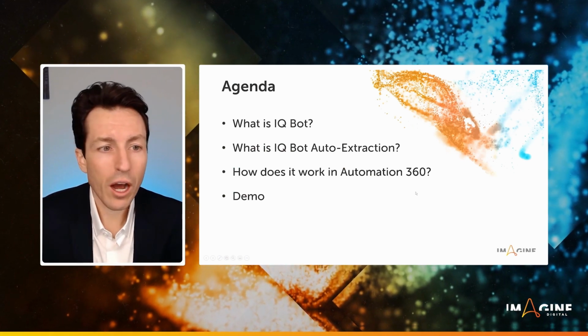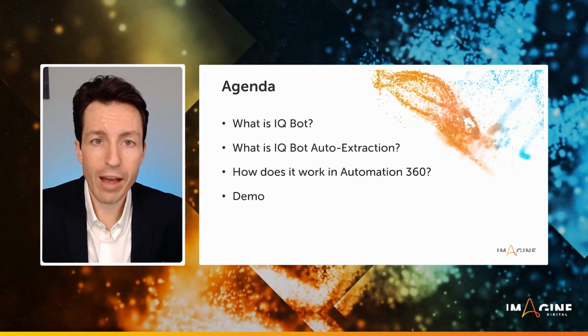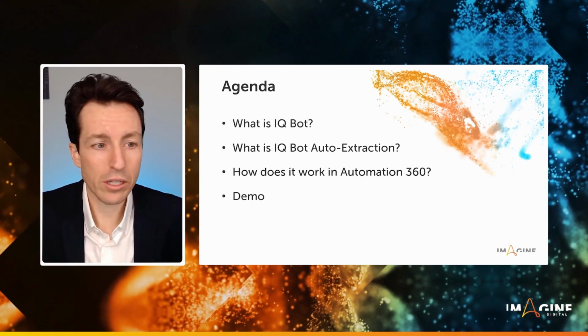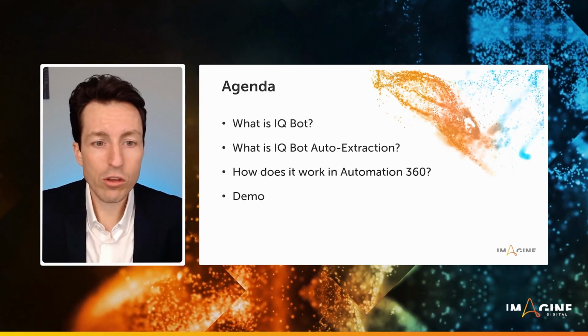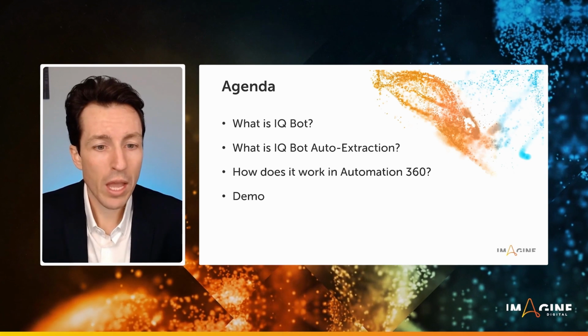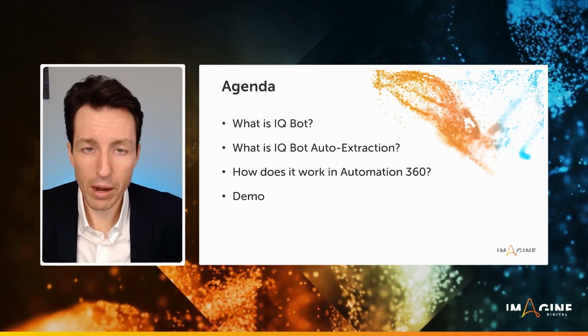So for our agenda, we're going to talk about first, what is IQBot? Not everyone who's attending this session may have a background in IQBot, so we're going to talk about just real quick what IQBot actually is. We're then going to talk about what IQBot auto extraction is and the extraction package that you can download and use. And then we'll talk about how it works with Automation 360 and how you can combine the two.